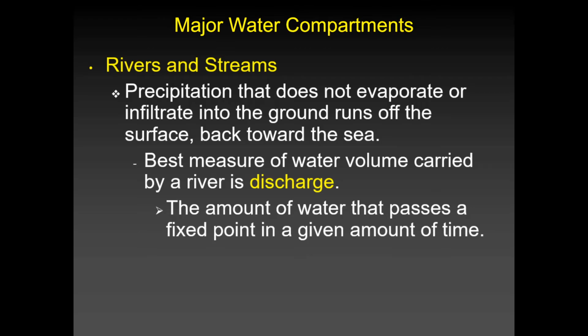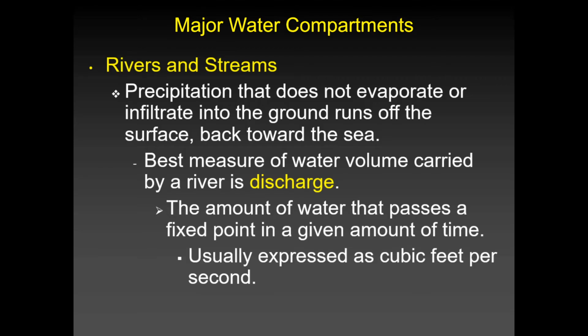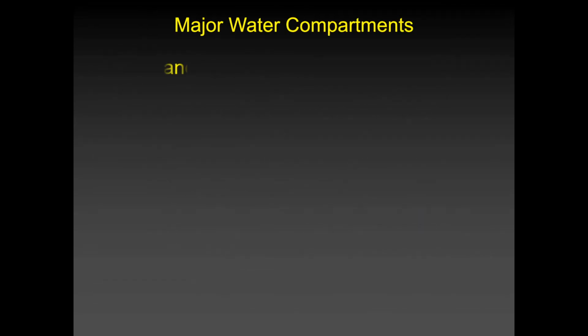You can measure it by looking at the profile of the riverbed and the walls of the river, get a profile of it, and then estimate how much water passes through there, and then doing some quick maths, you can figure out what the discharge rate is. Usually expressed as cubic feet per second.